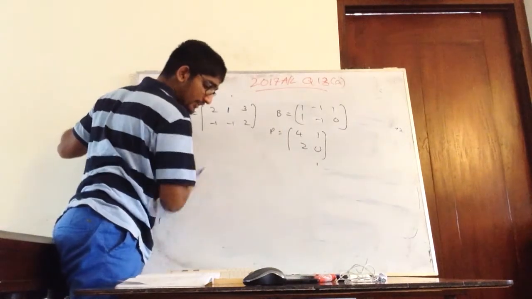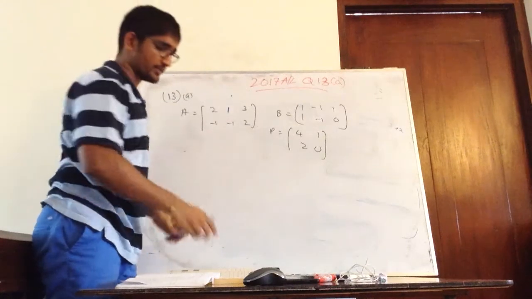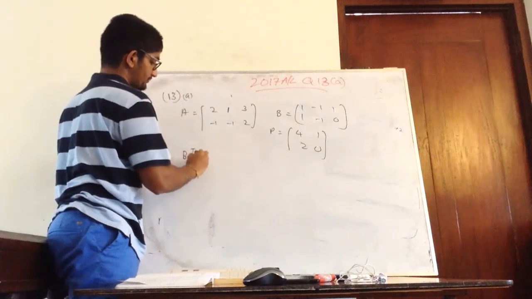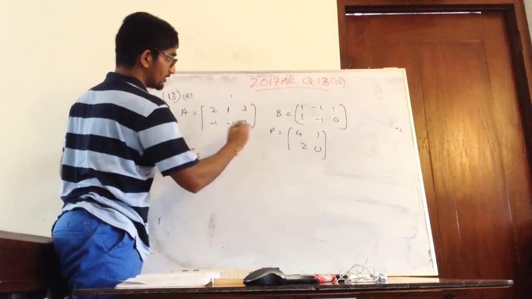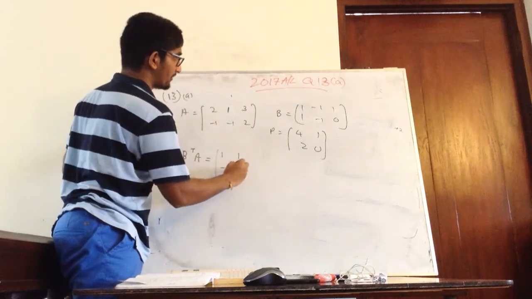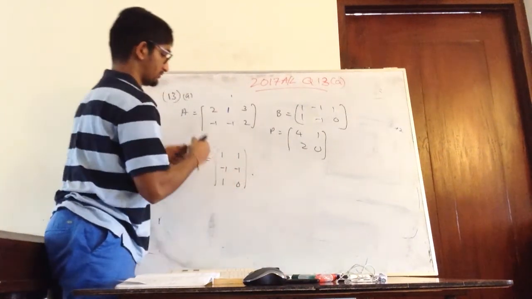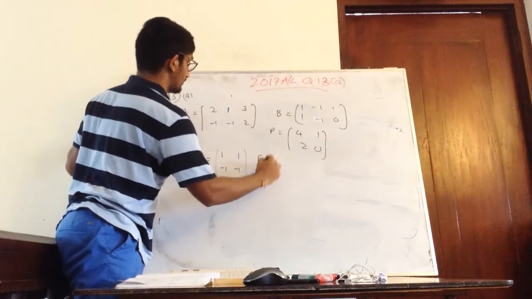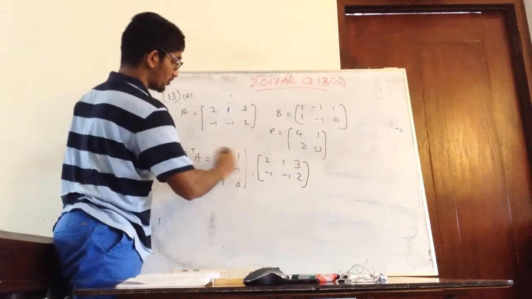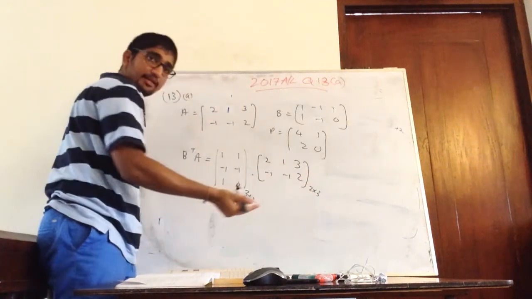So now what are they asking? So they are asking us to find B transpose A, right? So if I take B transpose A, that is what? So I need to get the transpose here anyway. [1, -1, 1; 1, -1, 0] times A, that is [2, 1, 3; -1, -1, 2]. So this is 3 by 2, this is 2 by 3. So you will get a 3 by 3 matrix, correct? No?